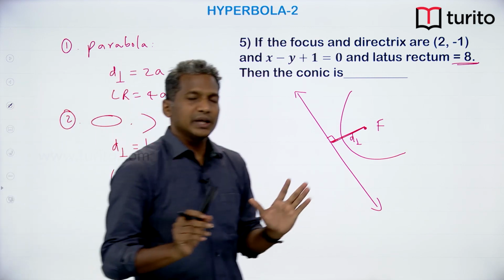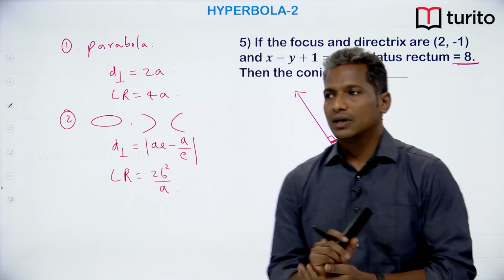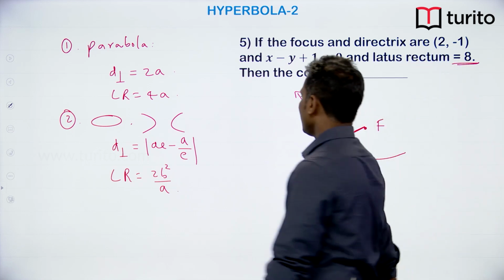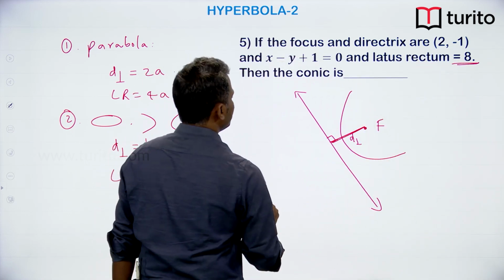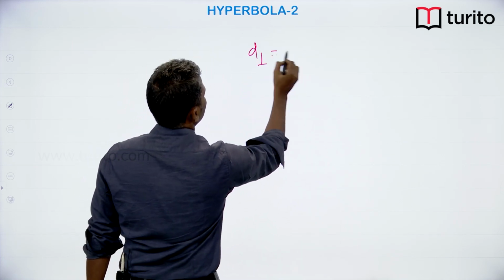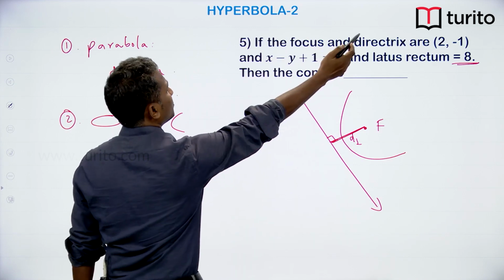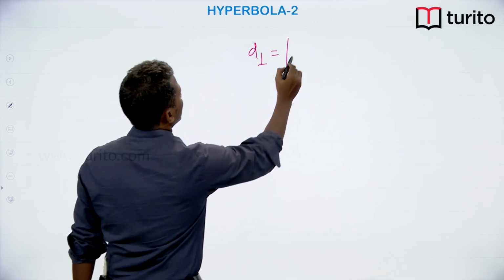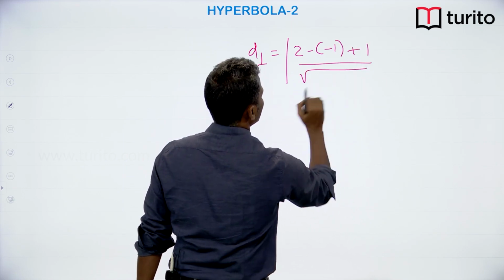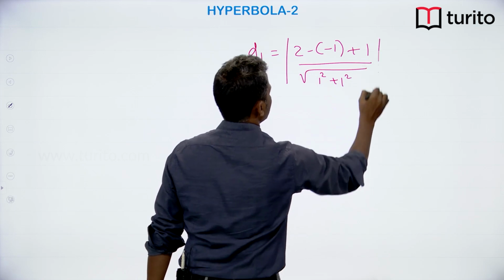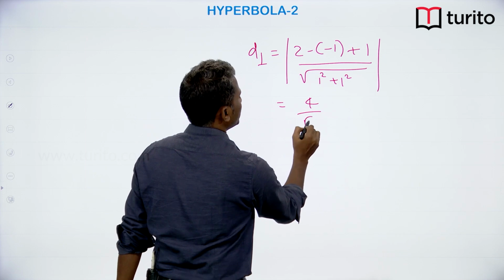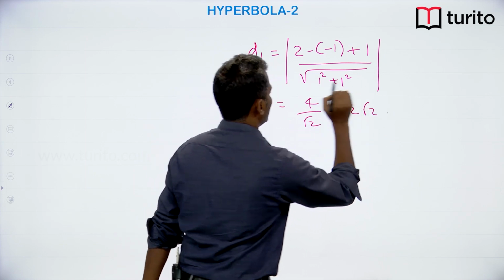So, this is the algorithmic thought process of this question. Now, how do we proceed? Let us get the perpendicular distance. So, here D perpendicular can be calculated directly like this. D perpendicular is equal to, we just have to put the point in this line. So, it becomes 2 minus minus 1 plus 1 divided by root of 1 square plus 1 square. So, what is this value? This value is going to be 4 by root 2, which is same as 2 root 2.